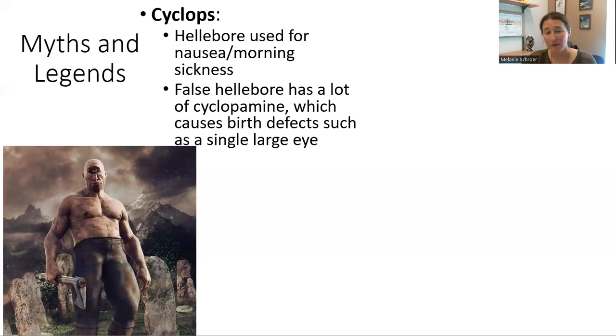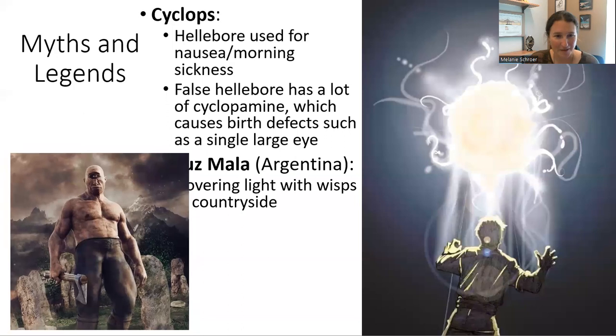And essentially, if pregnant women were to consume the false plant as opposed to the true plant, it would result in birth defects. One of the more common birth defects is having a single large eye. And so it is likely that this myth of the Cyclops was largely based on fear of individuals with a birth defect due to mom consuming the wrong plant during pregnancy. And so really interesting perspective on poisons there.